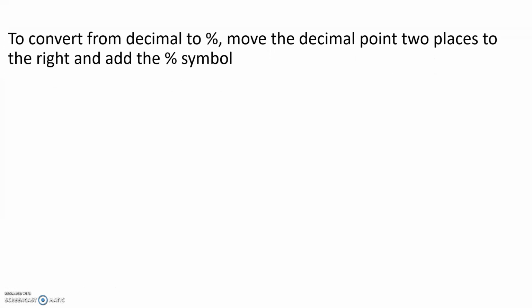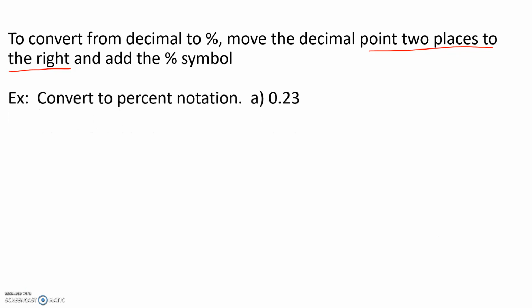Going the other way, to convert from a decimal to a percent, you move the decimal point 2 spaces to the right and add the percent symbol. For example, to convert 0.23 to percent notation, we would move the decimal point 2 spaces to the right and add the percent symbol, which will be 23%. Sorry, that's a weird looking percent symbol.